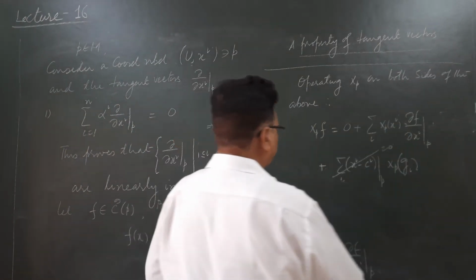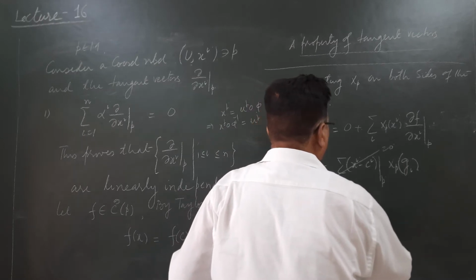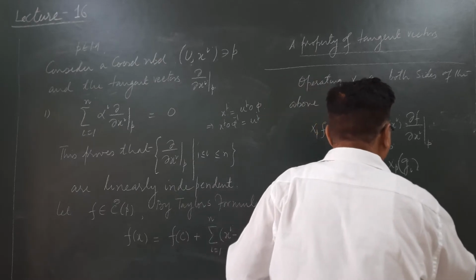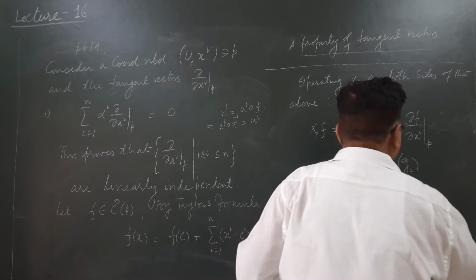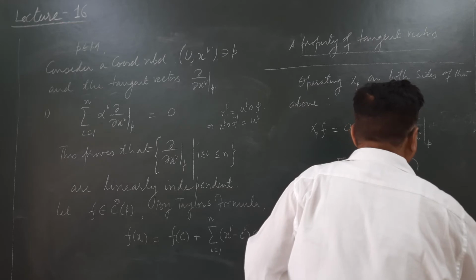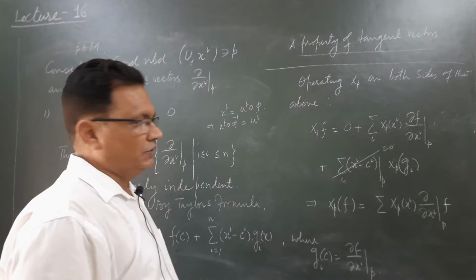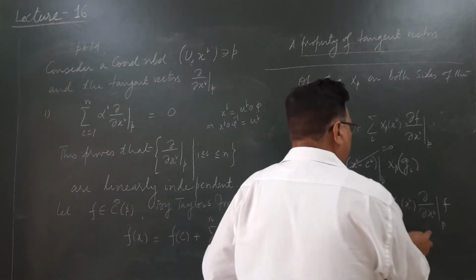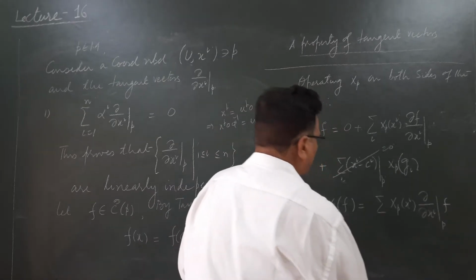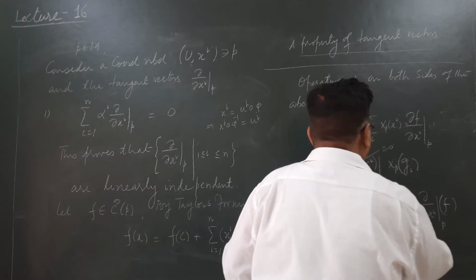So what do you get? This gives me Xp f equal to summation Xp(xi) into del upon del xi at p operating on f. ऐसे लिख देगा, ठीक है ना. del f upon del xi को मैंने del upon del xi operating on f इस तरह से लिखा. अब now f को ब्रैकेट में कर लीजिए चाहे, summation i from 1 to n.